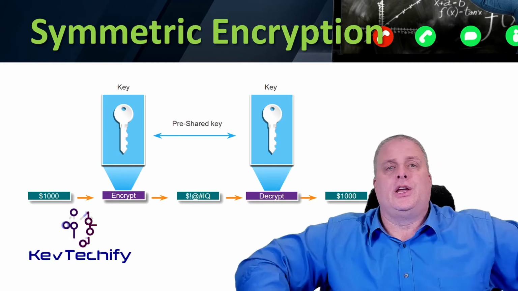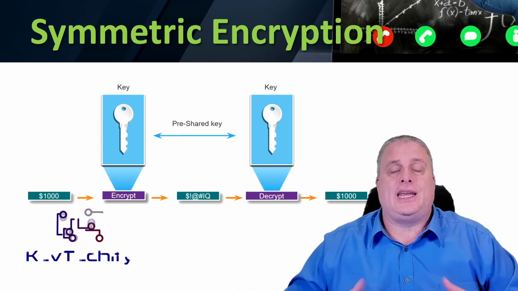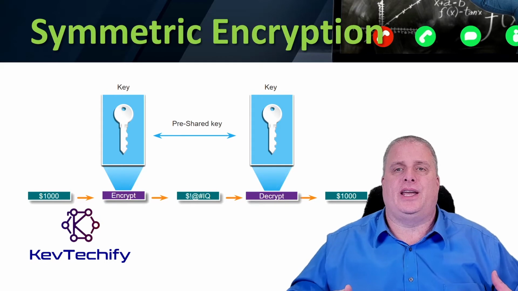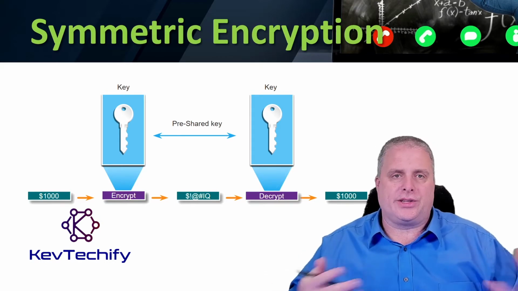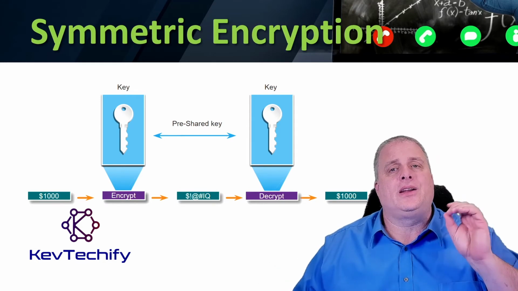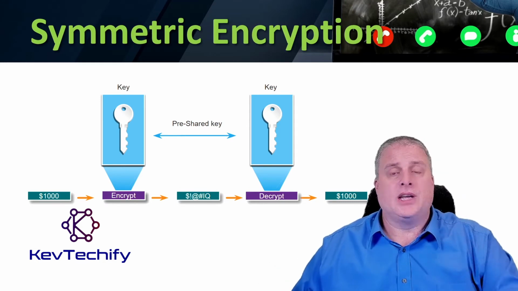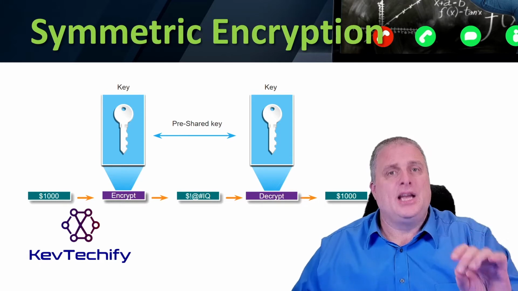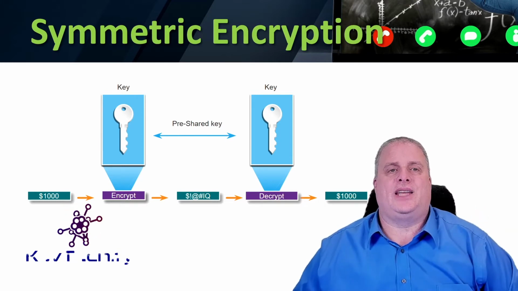Symmetric algorithms use the same pre-shared key to encrypt and decrypt the data. A pre-shared key, also called the secret key, is known by the sender and receiver before any encrypted communications can take place. So they have to know that key before they start passing data.